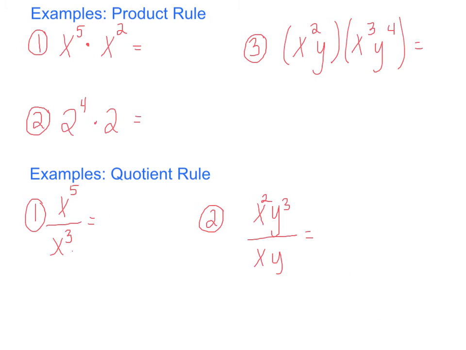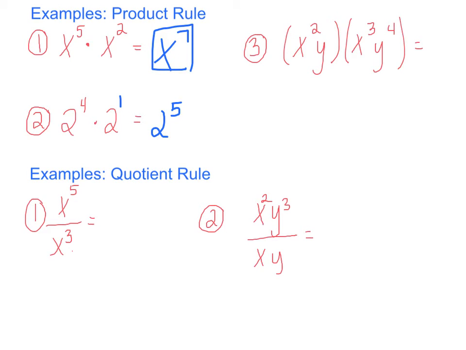All right, here are some examples of the different rules. We're going to start with the product rule. In this example, x to the 5th times x squared is x to the 7th. Again, the product rule says that we add the exponents. Number 2, we have 2 to the 4th times 2 to the 1st, so that will be 2 to the 5th.